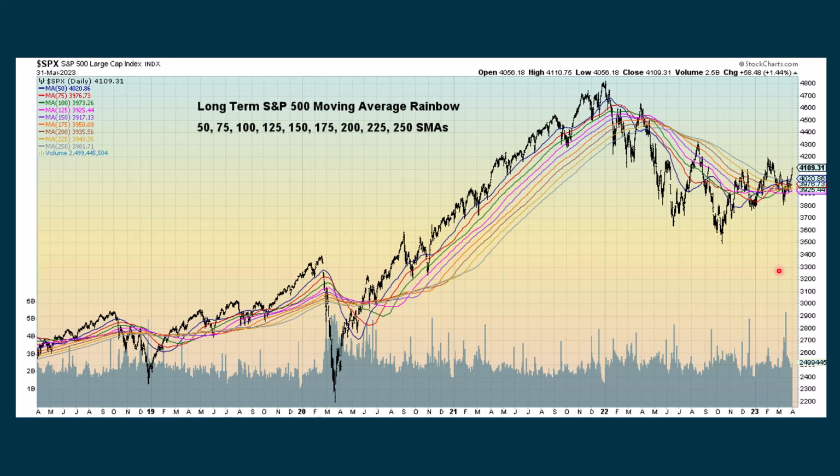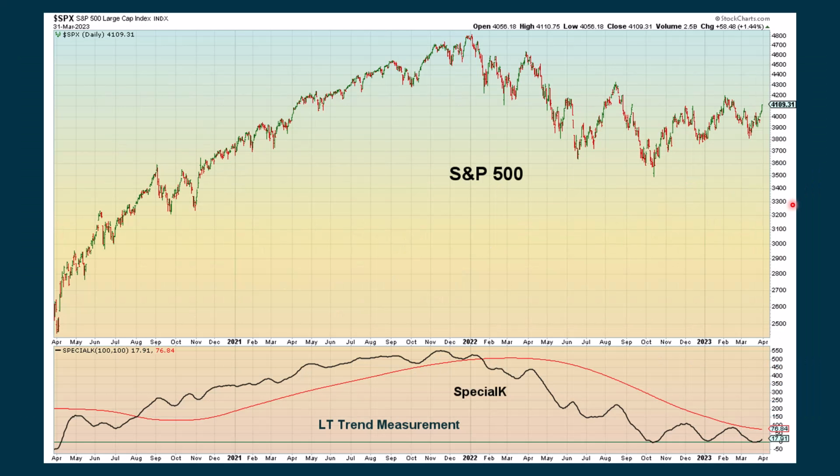Then a long-term chart, we have the long-term rainbow from 50 periods up to 250 periods, also showing some strength. And then we have a very long-term oscillator called the Special K. It's still negative overall. It's trying to turn back up, but it's not positive until we cross above this red line. You notice when we crossed in early 2022, that's when the markets really started to have some problems, and we've been fighting ever since then. If things do switch back more positive, we would expect this black line to cross back above the red line.